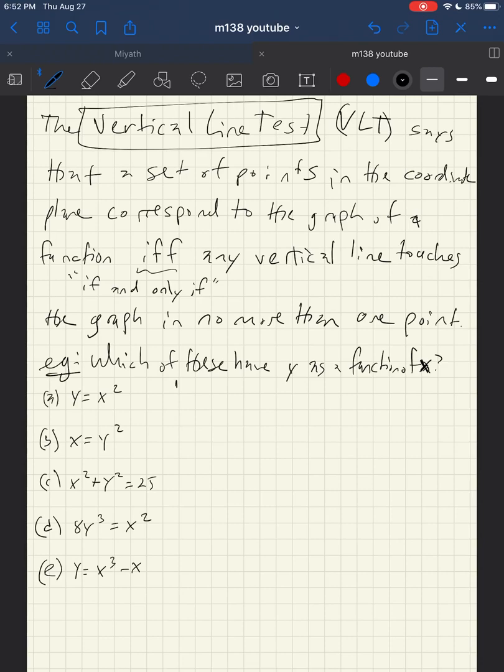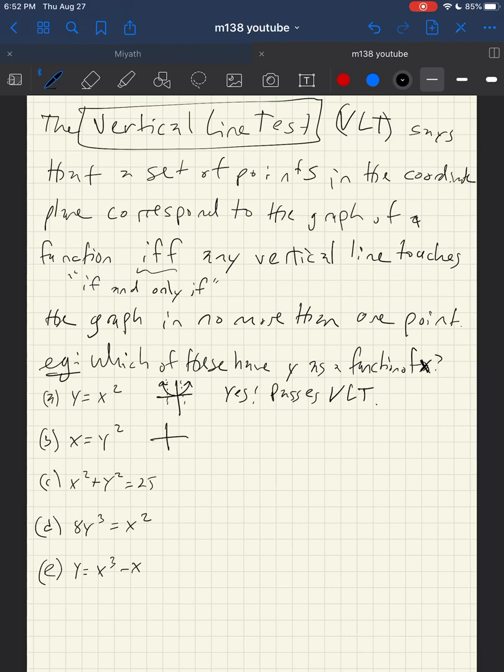Okay, so for part A, I'll just tell you, this is a parabola. The graph looks like this. Anywhere that I draw a vertical line on this graph, it's going to hit that graph at most once. Okay, that's the basic idea. It's not going to hit that graph more than once. So it's going to hit it once, but not more than once. So yes, it is a function. It passes the vertical line test.